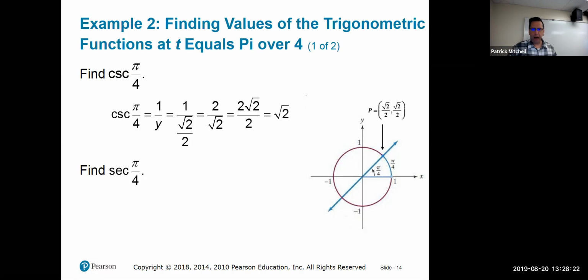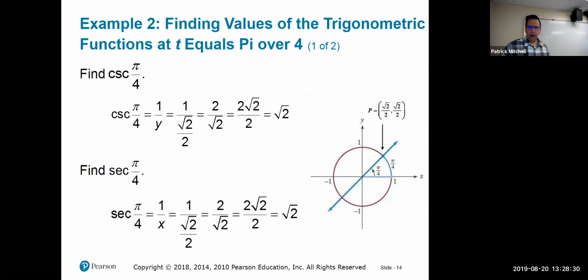All right, let's see what else we have. The secant of pi over 4. So the secant is 1 over x. And I think this is going to look familiar. The x coordinate of that point is also root 2 over 2. And once again, the reciprocal of root 2 over 2 is 2 over root 2. I rationalize the denominator. I get 2 root 2 over 2. The 2's cancel out. I'm just left with square root of 2.